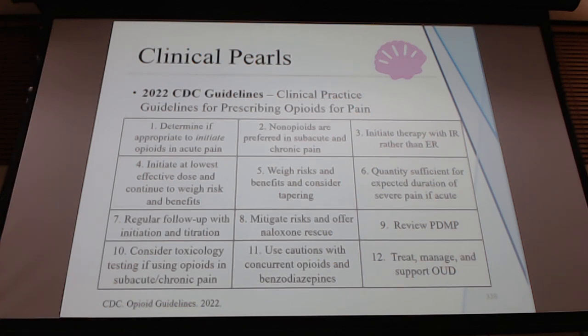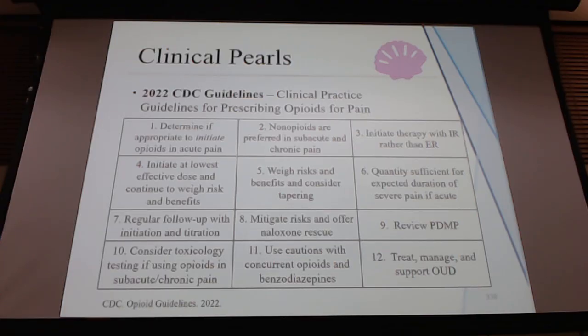Initiate opioid therapy with IR rather than ER initially. So something that's short acting first. Always start at the lowest dose and continue to weigh risks and benefits. Weigh those whenever you consider tapering. Make sure that the quantity is sufficient whenever there's severe acute pain. So don't give them a month's supply if they have their wisdom teeth out and that's supposed to hurt for 3 days.